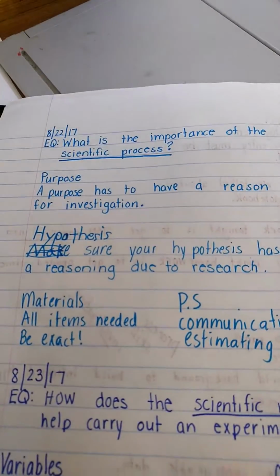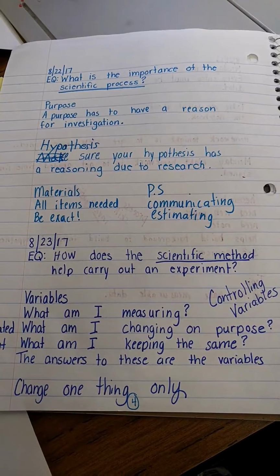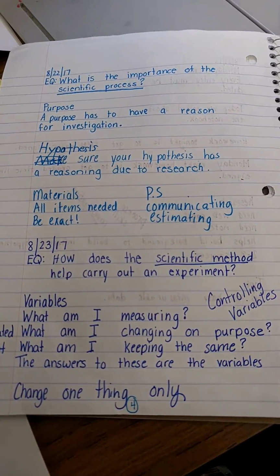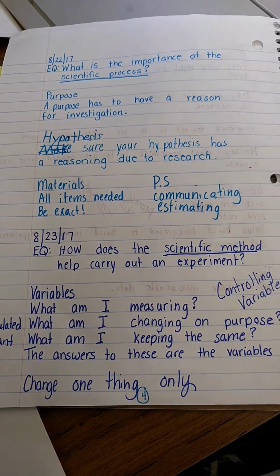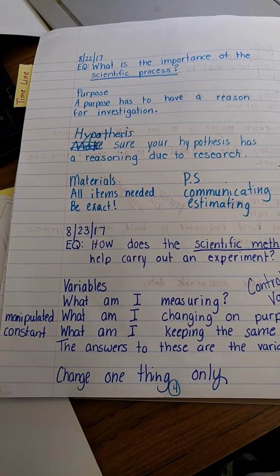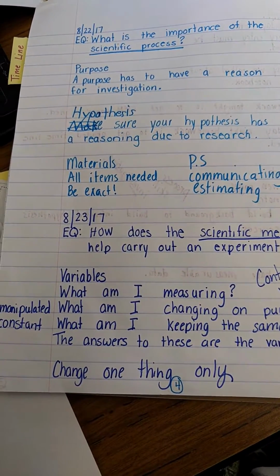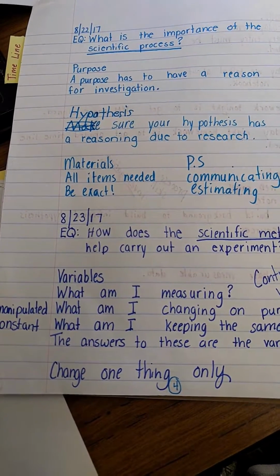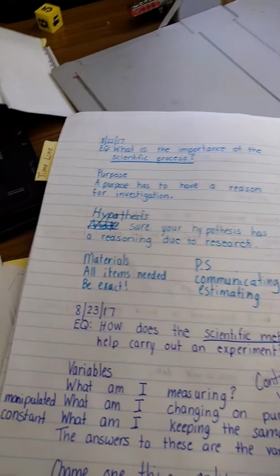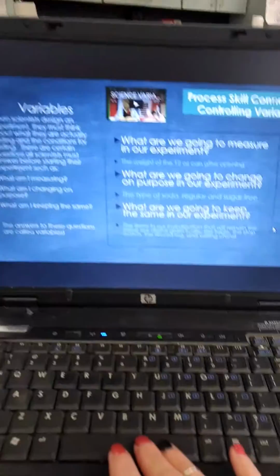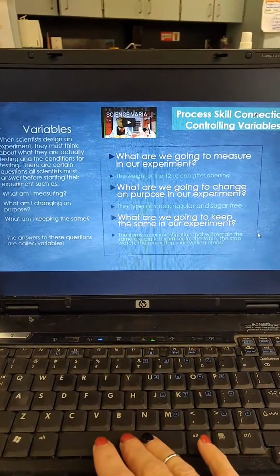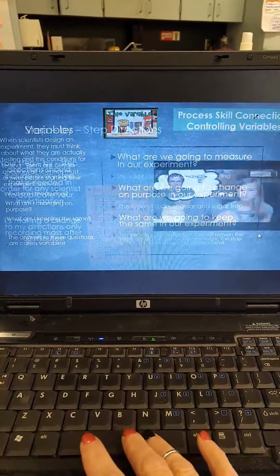And here you can see our notes from that day. Oh, wait, that's purpose. Here we go. 8/23, you see how we have the essential question. We have the questions. We wrote controlling variables. And we did learn from our song that the thing we're changing is the manipulated variable. The things we're keeping the same are constant variables. And the one thing, we can only change one thing. So that's what we learned from that video song. And again, the kids can find all of these on YouTube. They were just clips from YouTube.